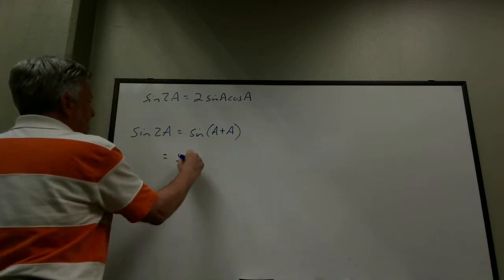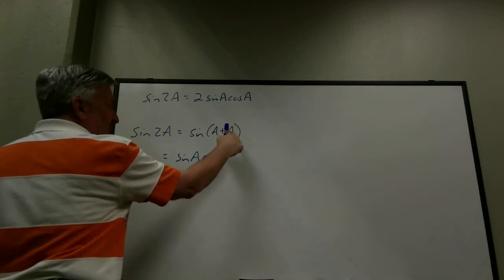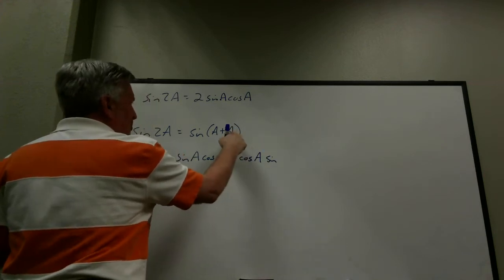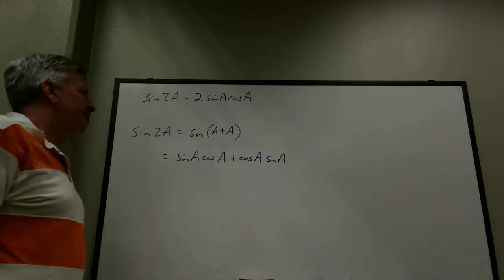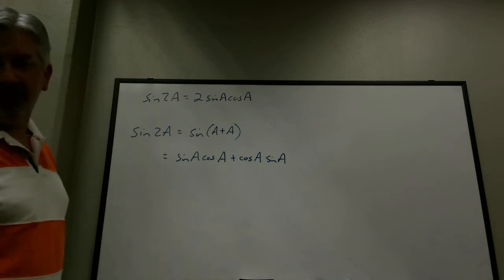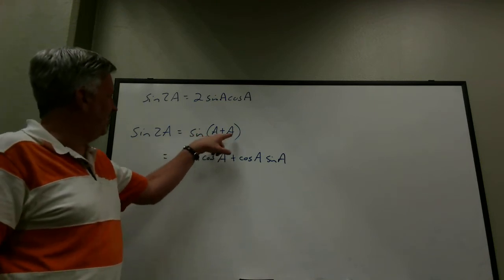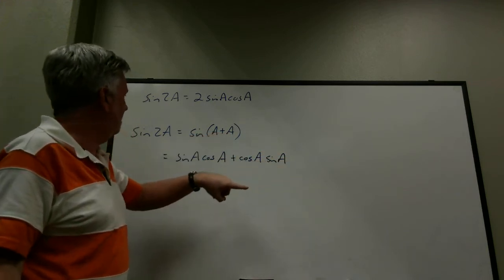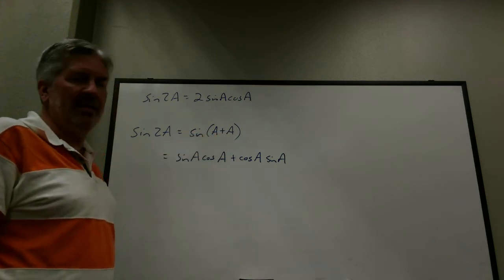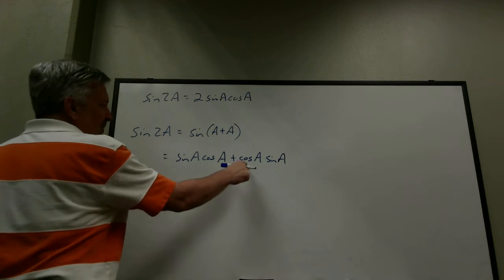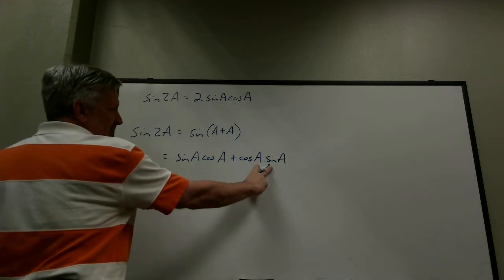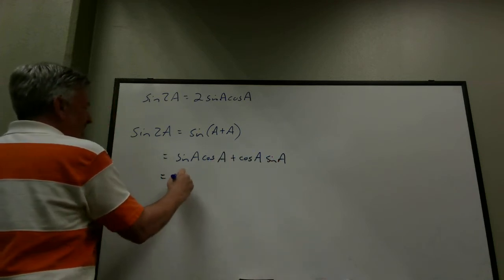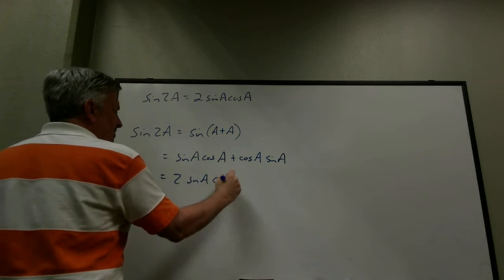That was sine a cosine b, but b here is also a, plus cosine a sine b, which is also a. Right, so I'm using the formula from the previous section, in section 5.4, right? So sine of a plus b is sine of a cosine b plus cosine a sine b. Right? So a and b are the same thing here. But notice I have sine a cosine a plus cosine a sine a. Multiplication is commutative, so this is the same thing as sine a cosine a. So you have a sine a cosine a plus another sine a cosine a is 2 sine a cosine a.